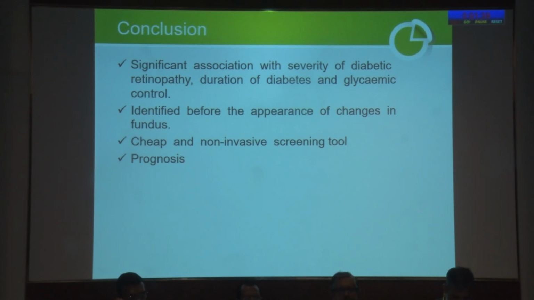So I would like to conclude saying that these nail fold capillaroscopic changes have a significant association with severity of diabetic retinopathy, duration of diabetes, and glycemic control. It is identified before the appearance of changes on the fundus. It is a cheap and non-invasive screening tool, and it is useful in prognosis.